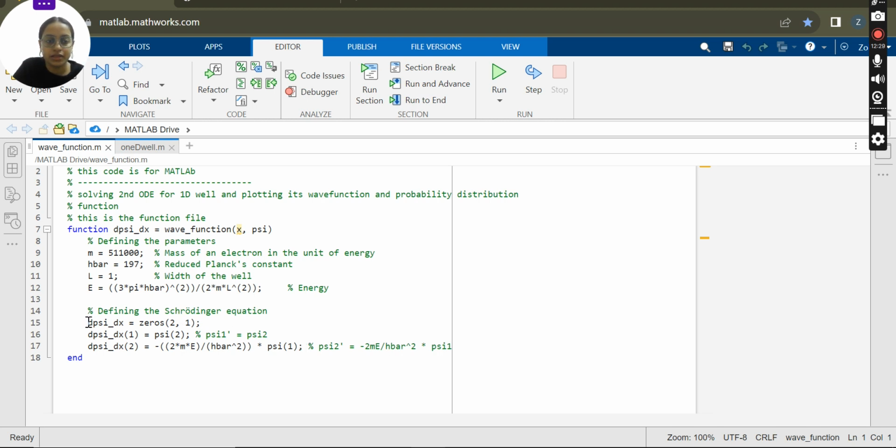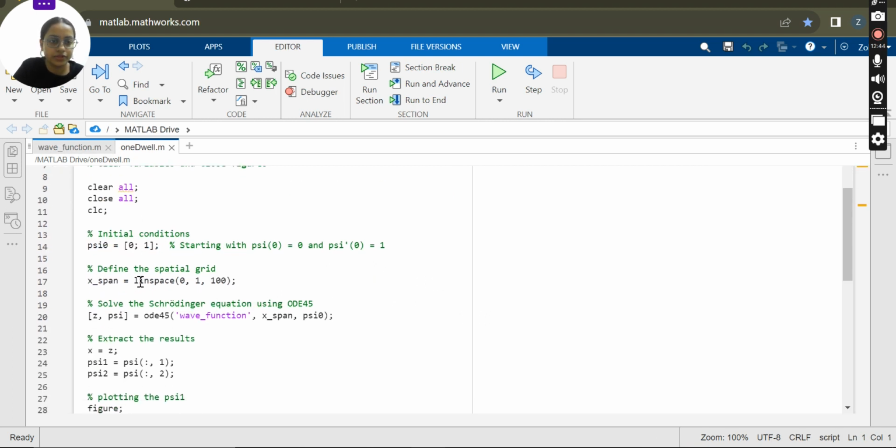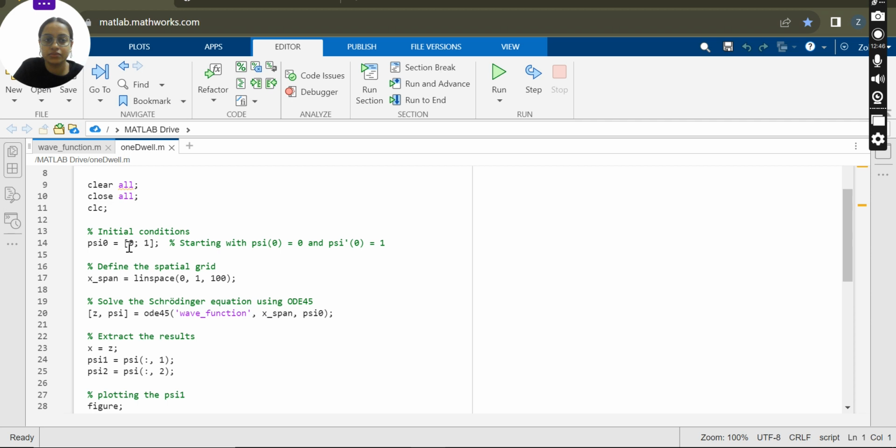And here I have defined d psi by dx as a two row and one column, 2 by 1 vector. After that, let's move to the script part, where first this is the initial condition I have stored in the psi0 variable. After that, for the x-axis I have used a linspace function. What a linspace function does is it divides 0 to 1 into 100 equal parts.